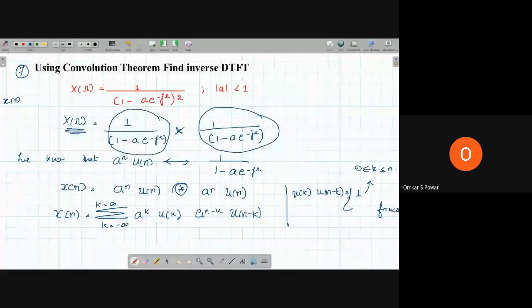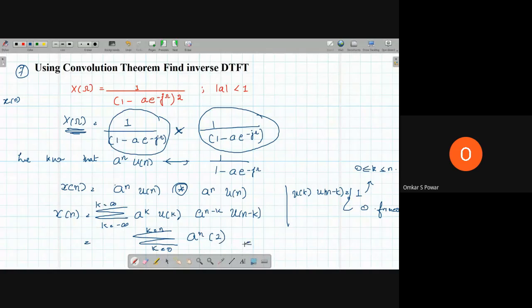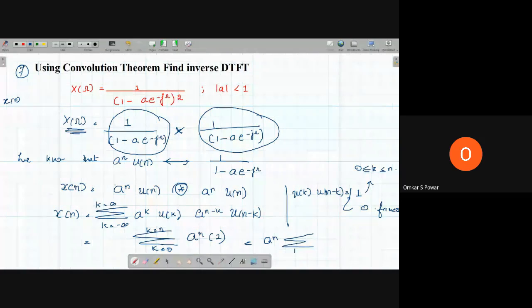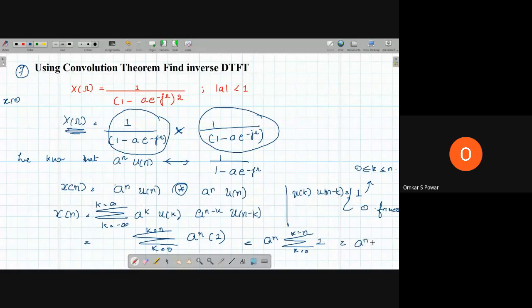So how can you simplify this one? This will be summation k varies from 0 to n, and this will be a power of n into 1. So you can further simplify this as a power of n times summation k varies from 0 to n of 1. So this will be a power of n into n plus 1. So what I have done is, using properties, you have to find the time domain signal.